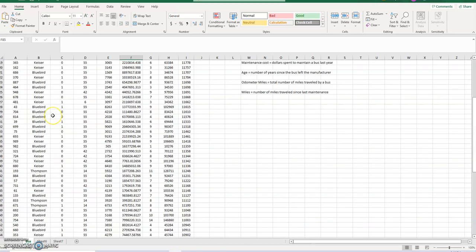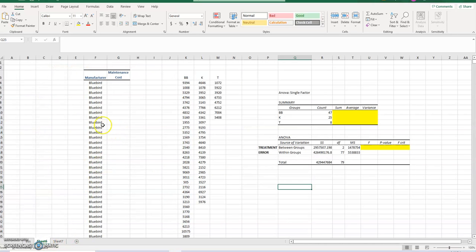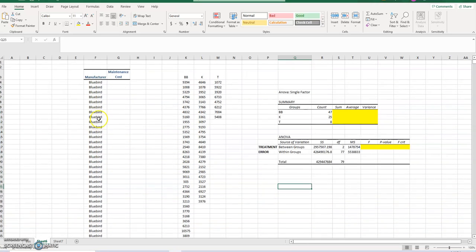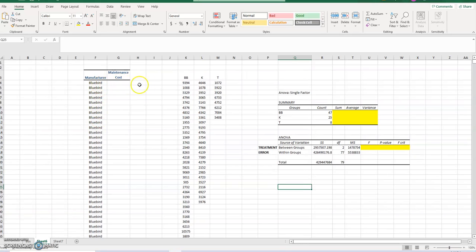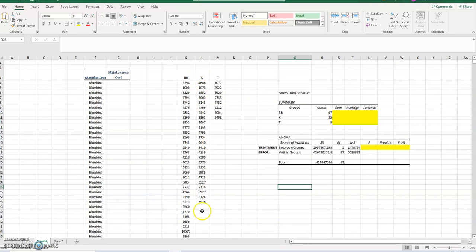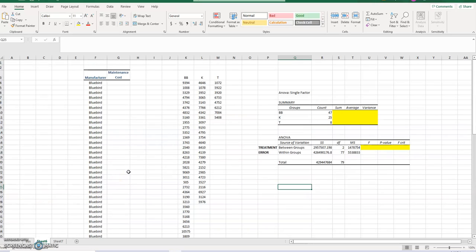I just clipped it out of the main body, and then I moved it here to a new sheet. And what I did is once I had all the data, I just sorted it by bus type, and then I just cut the maintenance costs for all the Bluebird buses. There they are. All the Kaiser buses. There they are, and all of the, I believe it's Thompson. Yeah, all the Thompson buses are here.